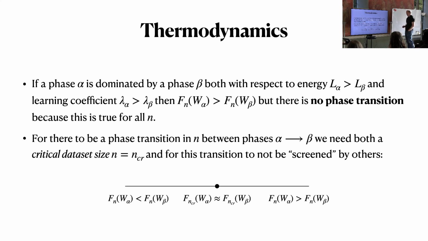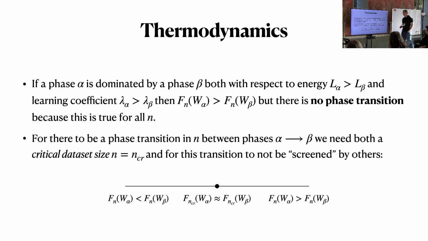So what is a phase transition then, in this sense? Well, if you think about the Bayesian posterior as something like a Boltzmann distribution, a first order phase transition would just mean, as n varies, that the minima of the free energy which is preferred changes. So in this example, you have a situation for some n less than n critical, where the free energy of the phase W alpha is lower than F_n of W beta. That means that W alpha is preferred. It wins the log sum exp competition. And then at some critical n, they're approximately equal, and then it switches.